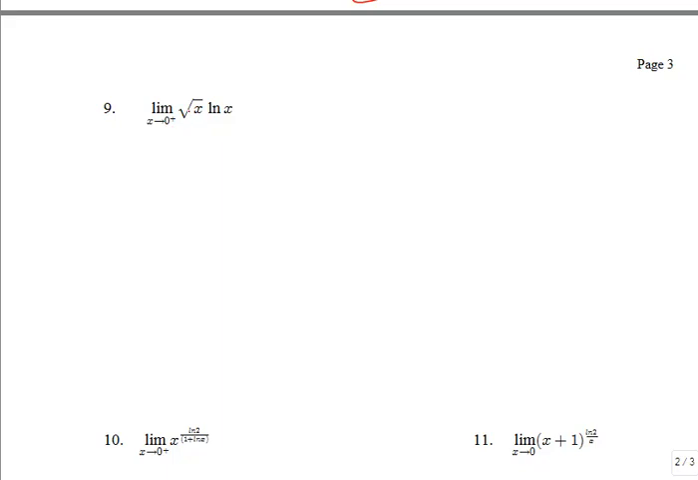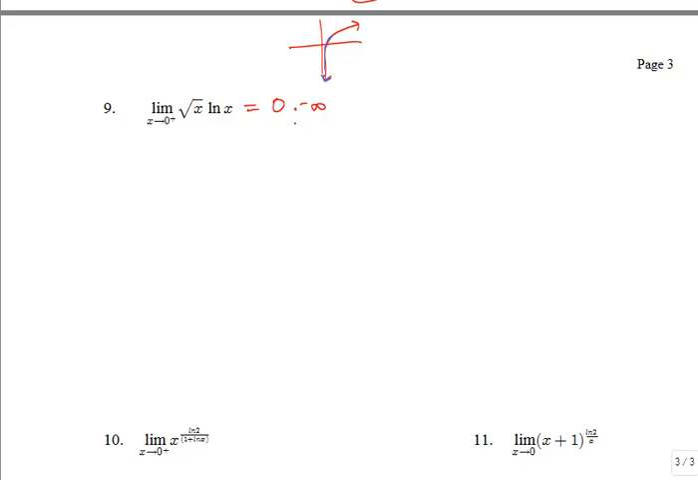If you plug in 0, square root of 0 is just 0, and ln of 0, remember the ln graph looks like this. So as I come through the values of 0 through the positives, I'm coming down this way. So this actually goes to minus infinity. So this is another one of those products.